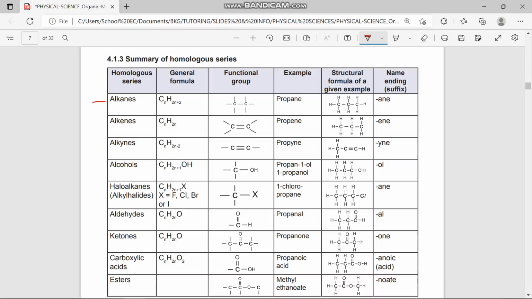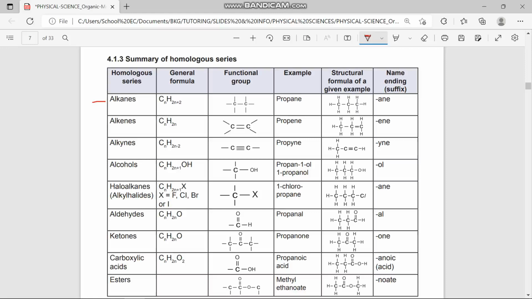So let's talk about alkanes, the compounds that you find under alkanes. As I said to you, these are the compounds that share the same general formula and same functional group, meaning that they always have single bonds. You know that alkanes have single bonds. So propane and ethane are going to have the same functional group, a single bond, and have the same general formula.